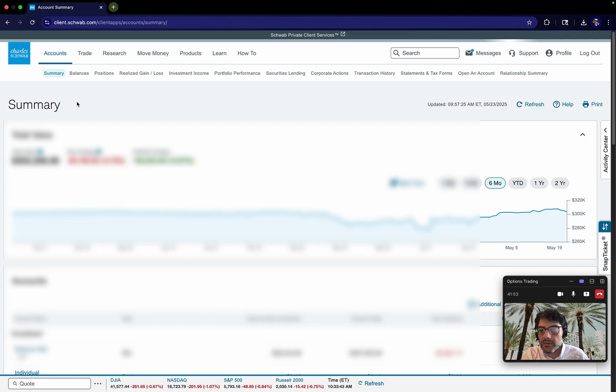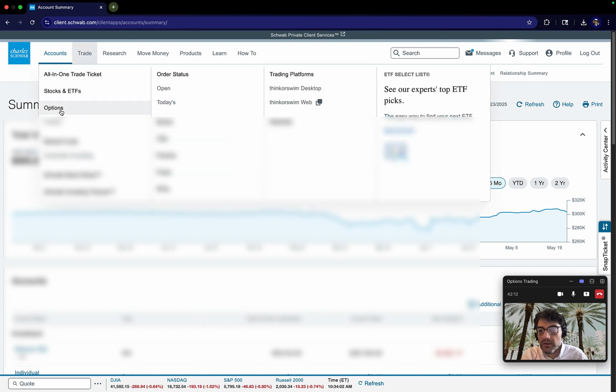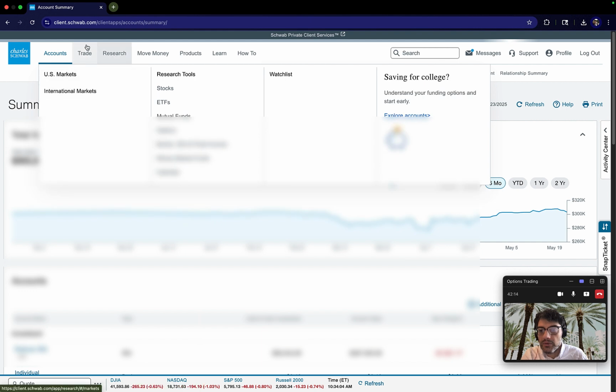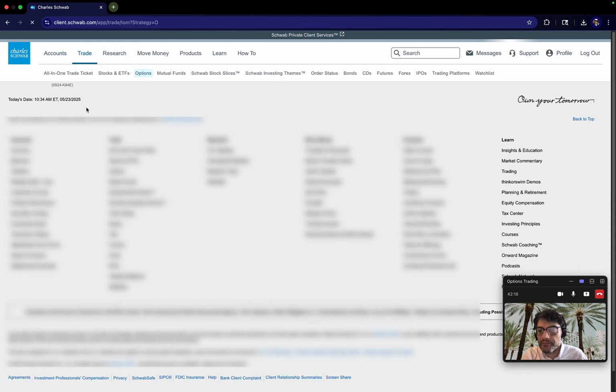Here we are at the trading desk, and now we're going to take a look at how we do a cash secured put. I'm going to walk you through it. So you log into your broker. Charles Schwab is my broker, and you want to go to somewhere where it says research or maybe trade. I'm going to go to trade, and then I'm going to go to options.